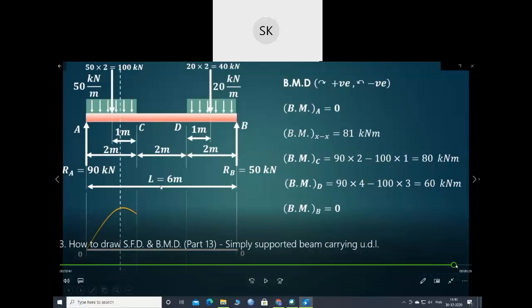So this is the bending moment diagram. Okay, so any issues, any doubts from this part, this numerical? Any issues, any doubts from this part of this numerical, at any point?